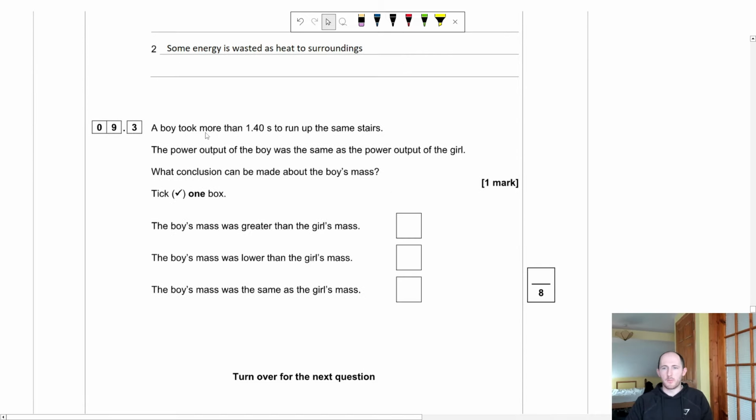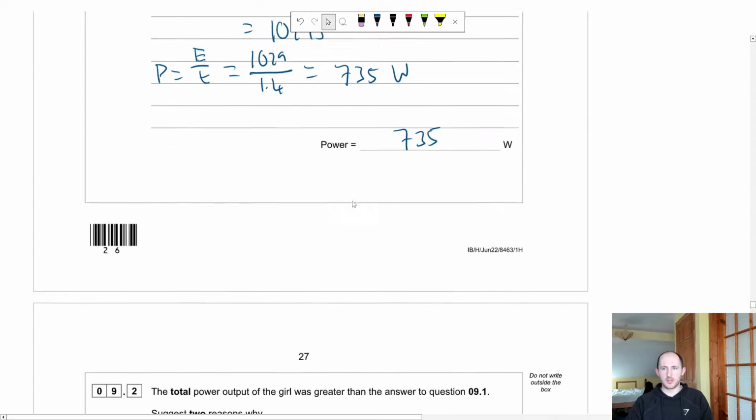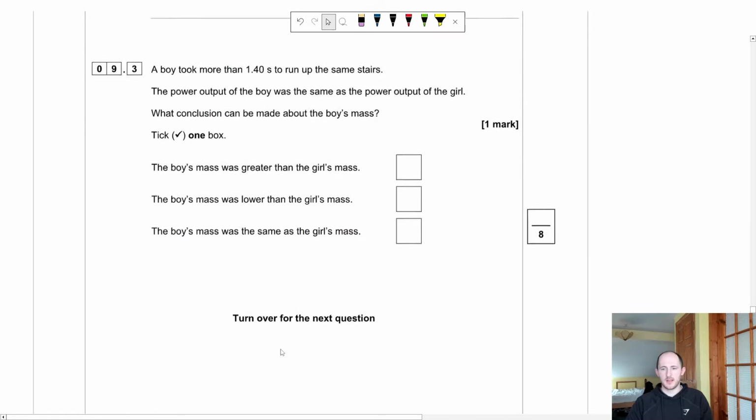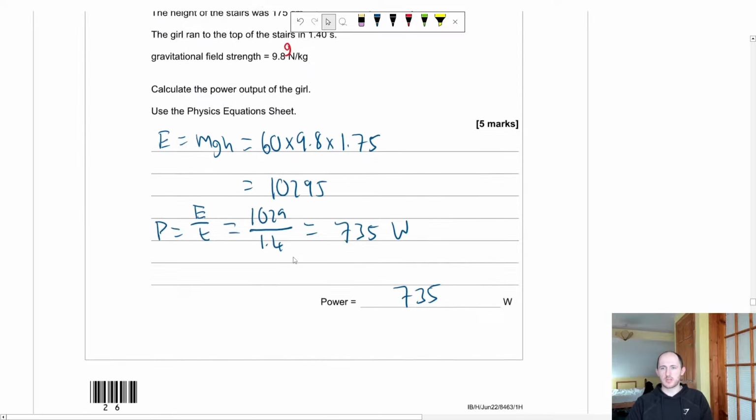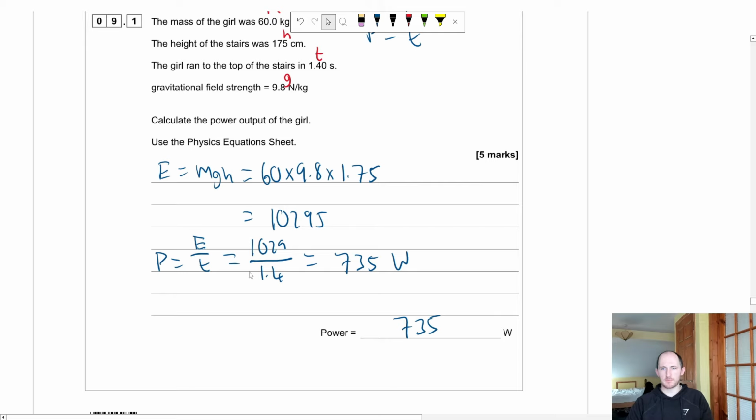So, a boy took more than 1.4 seconds to run up the same stairs. So remember, she took 1.4 seconds. He's taken more than 1.4 seconds. The power output was the same though. So what conclusion can be made about the boy's mass? Interesting. So despite the fact that this bottom number is bigger, his output was the same.